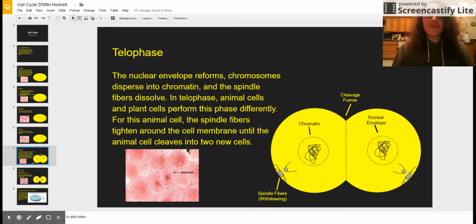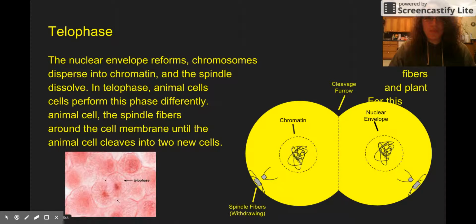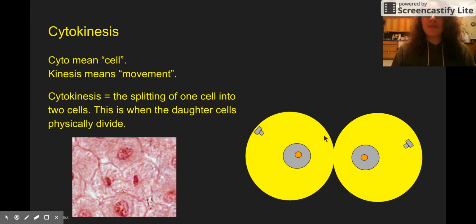All right. For this animal cell, the spindle fibers tighten around the cell membrane until the animal cell cleaves into two new cells. Cytokinesis. This is like the final stage of mitosis. This is when it pretty much leaves mitosis because it's become two new cells. Cytokinesis is the splitting of one cell into two cells.